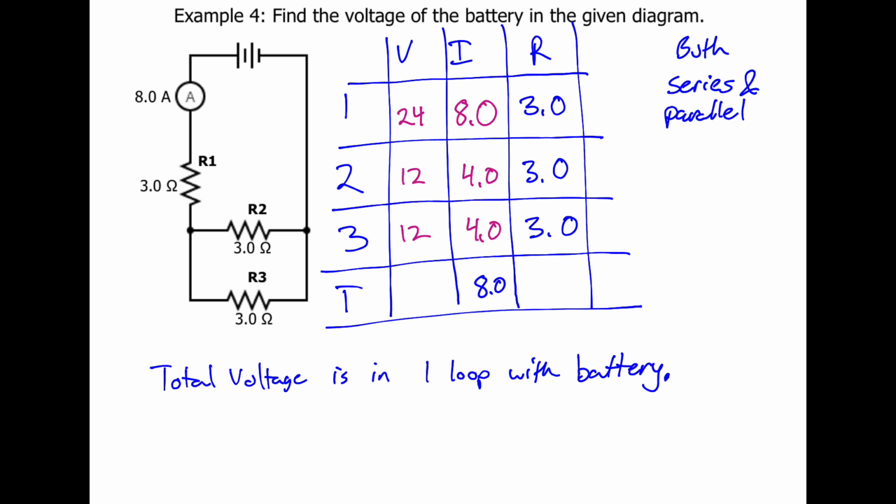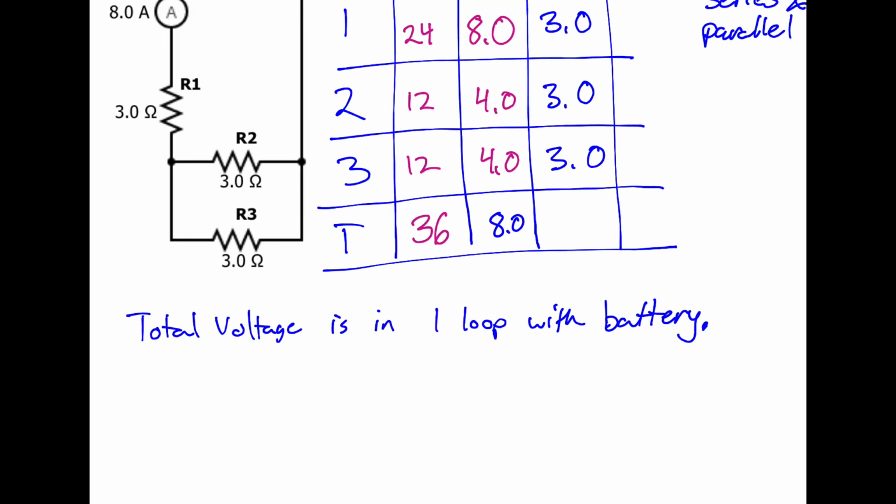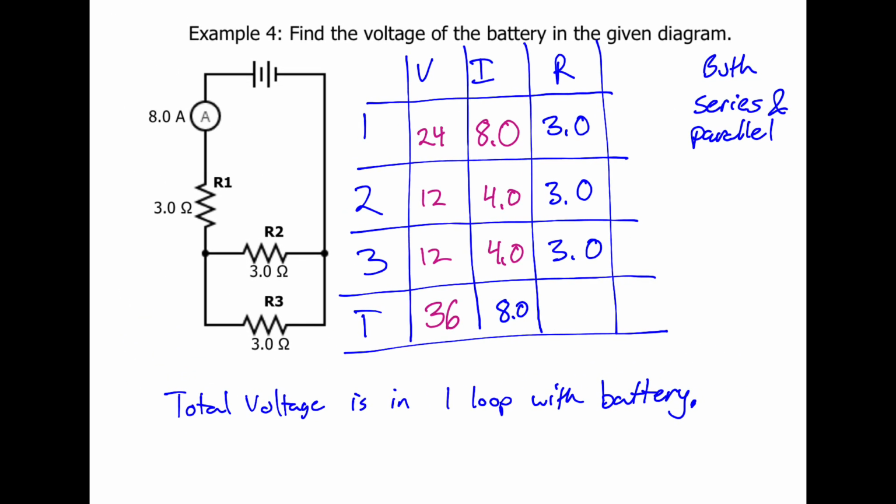You have to always apply this to this picture. So finishing this up, this is 36 in this case. So total voltage in one loop with a battery is the total voltage. So that tells me that's 36.